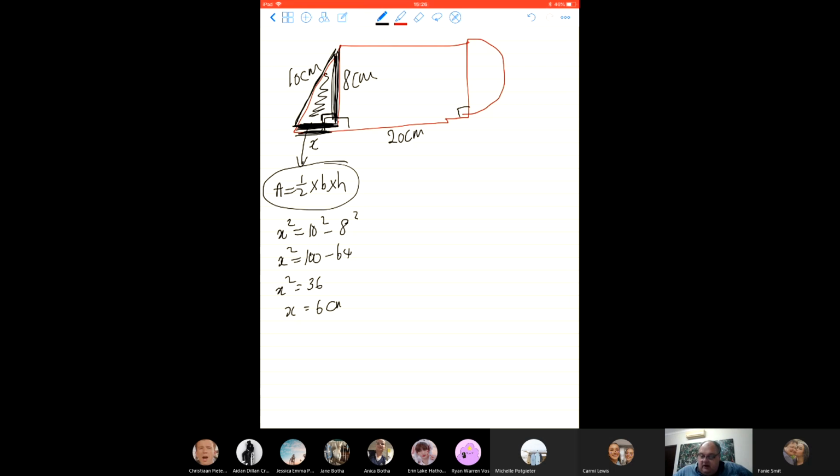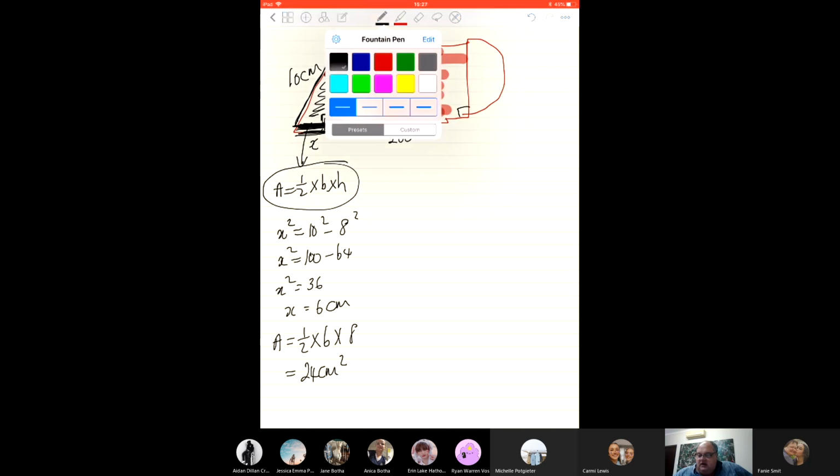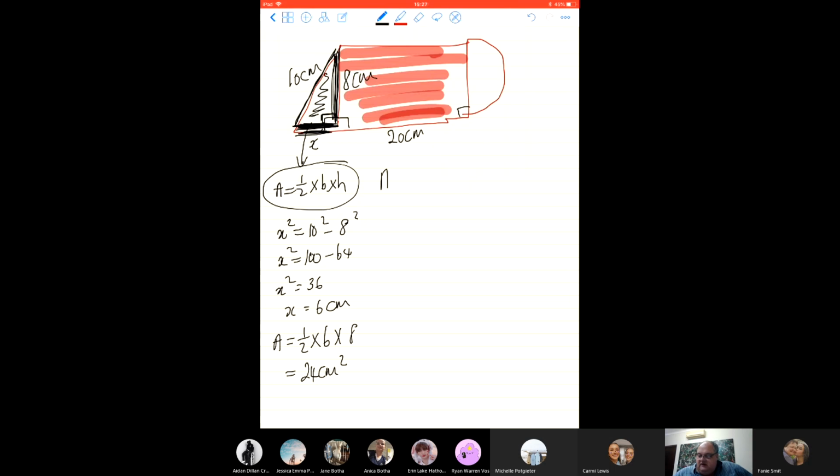So now I can work out the area. Area is going to be a half times my base, which we know now is 6, times my height, which is 8. And that is going to be 24 square centimeters. Right, so there I've got that area over there. Now I need the area of this thing. That one is very easy, because that area is just going to be length times breadth. So that's going to be 20 times 10, and that's going to be 200 square centimeters. So that is the area of that chap.